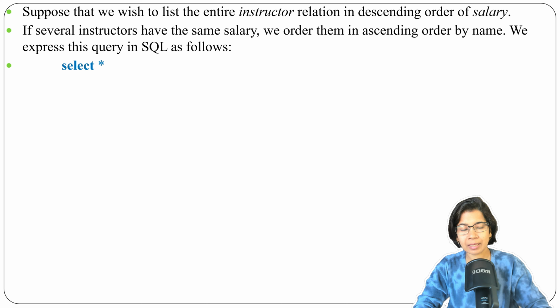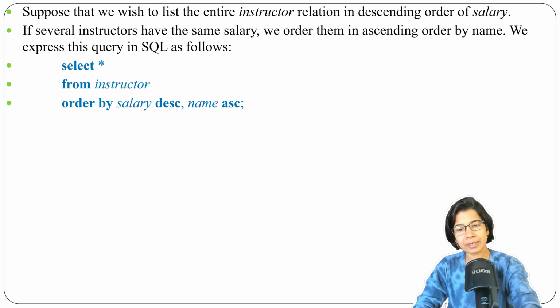Now select star will give all attributes from instructor, order by salary descending. It will give the output according to their salary descending. If there is more than one instructor having equal salary, then their names will be in ascending order.